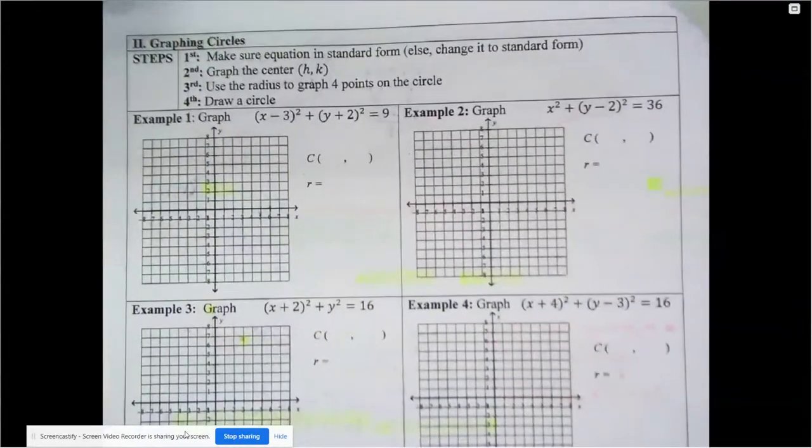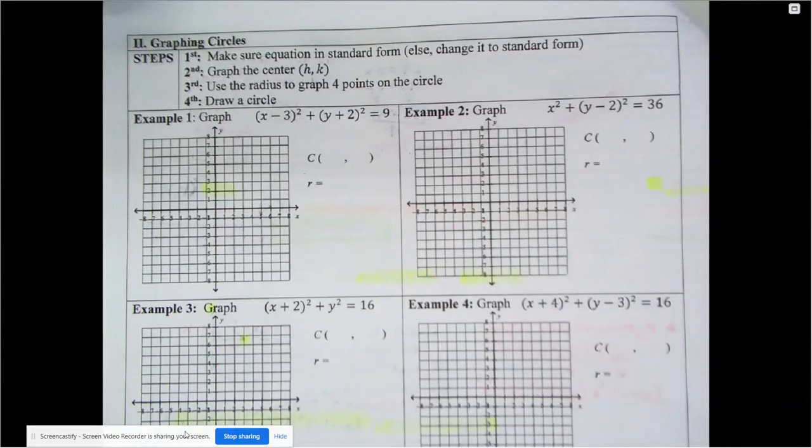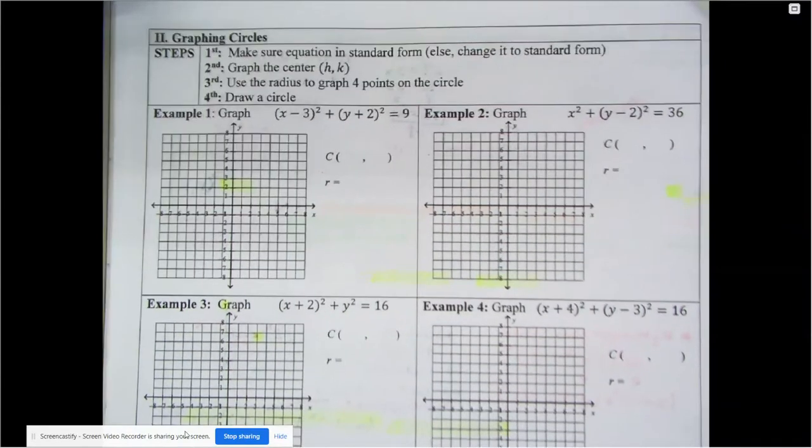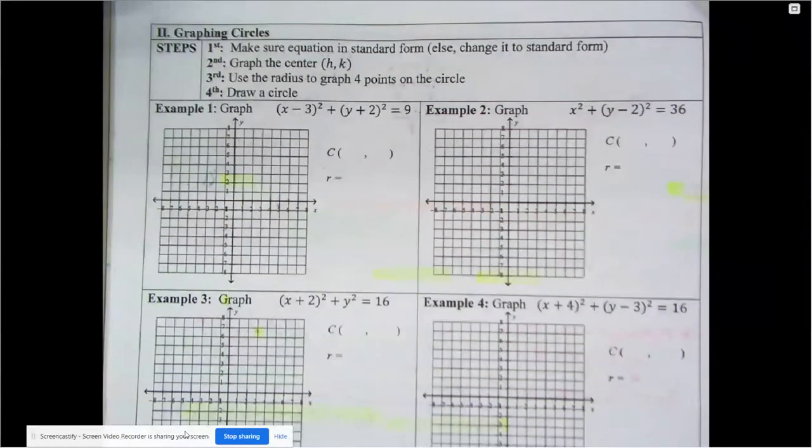All right. Now that you've had an opportunity to work out how to write an equation of a circle, how to pull information from the equation of a circle, which by the way is going to be the most important part for the second piece here, then we're going to start graphing circles. Now, this is actually for some the easier part. So it says we have a couple steps on how to graph them ourselves. Make sure the equation is in standard form, else change it to standard form. Graph the center, use the radius to graph 4 points on the circle, and then you actually draw the circle.